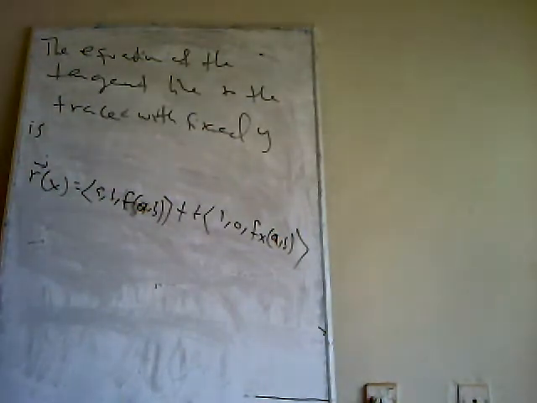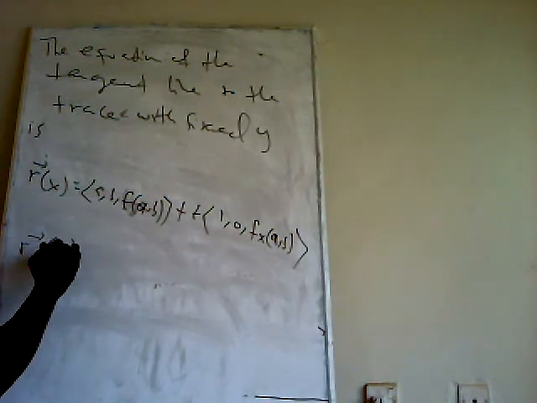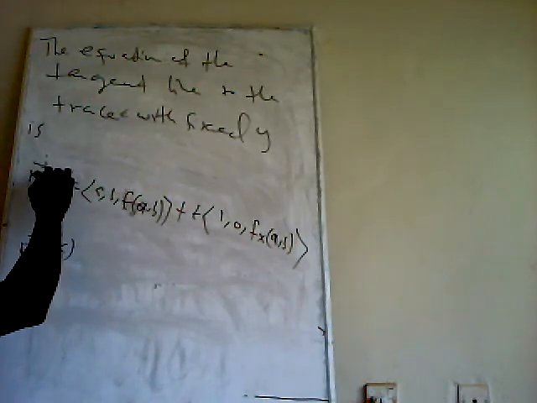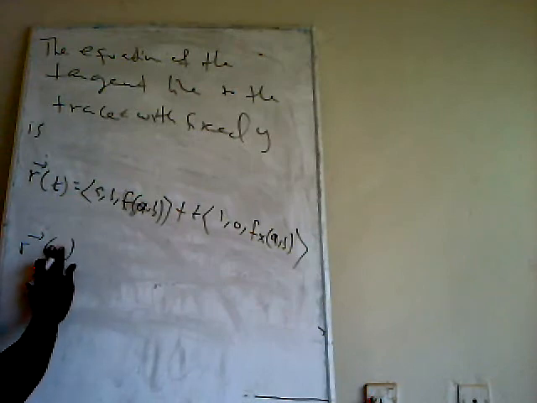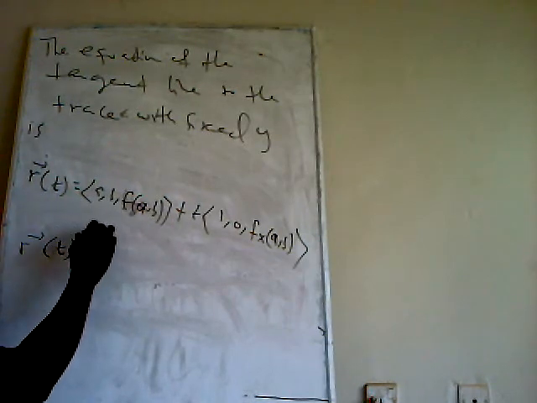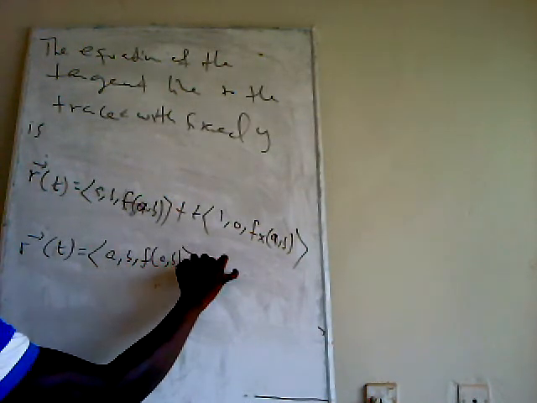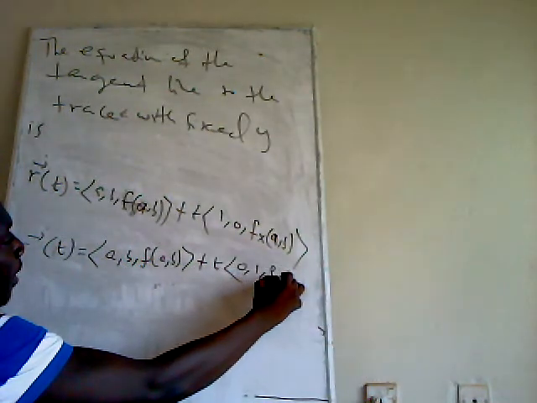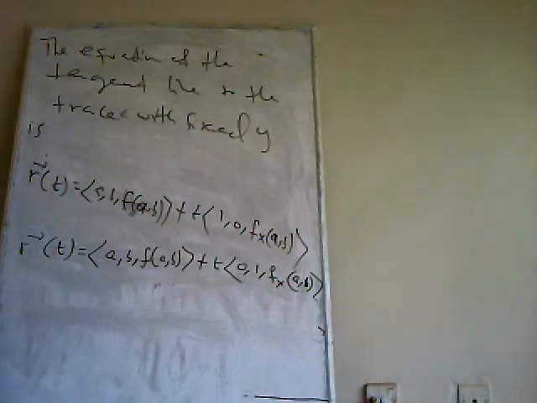Now the same applies to this. The equation of the tangent line to the trace with fixed x will be given by, it is t, not x, a, b, f of a, b plus t times 0, 1, fy at a, b.